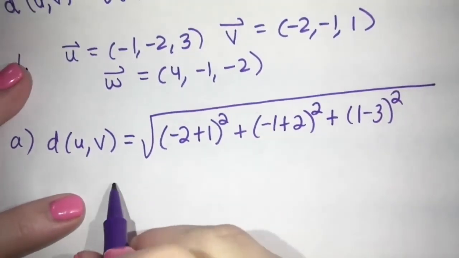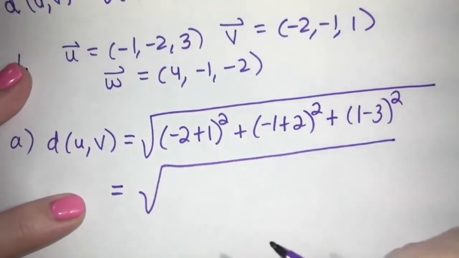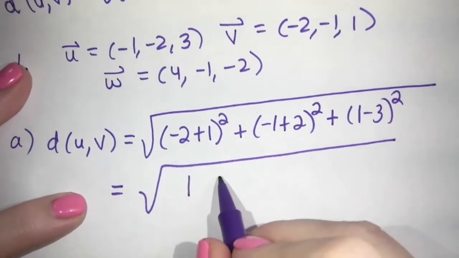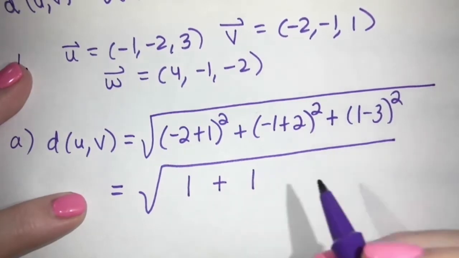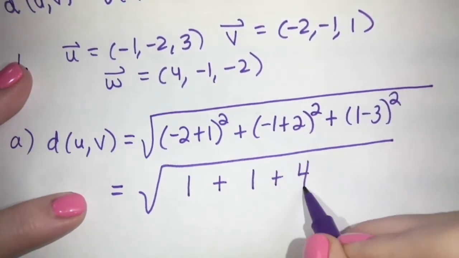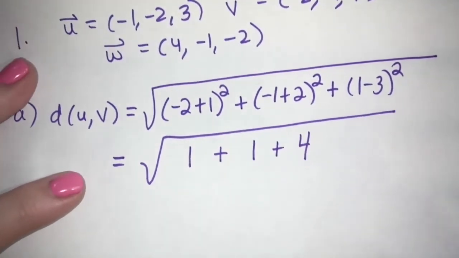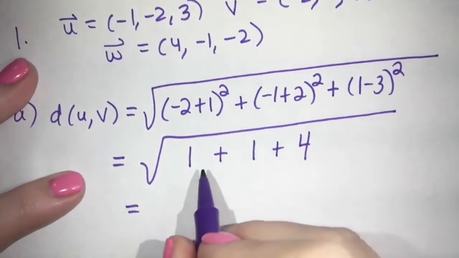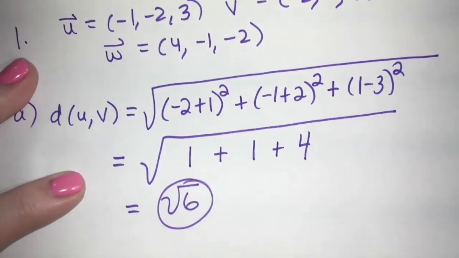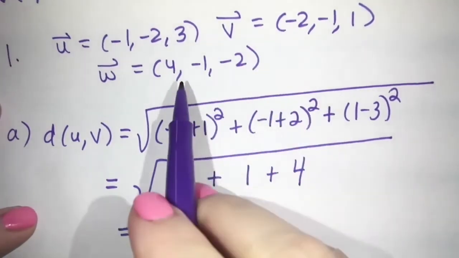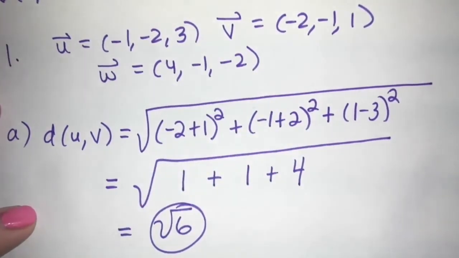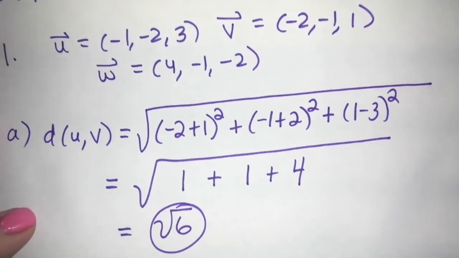And so we have -2 plus 1 squared is -1 squared is 1. -1 plus 2 is 1 squared is 1. And 1 minus 3 is -2. -2 squared is +4. Just make sure that any negative squared is always a positive. So 4 plus 1 plus 1, we would get √6. And we just leave our answer like that. So if we want the distance, let's say from v to w, we've got vector v here, vector w here. So go ahead, pause the video, and see if you can work out your distance between v and w.